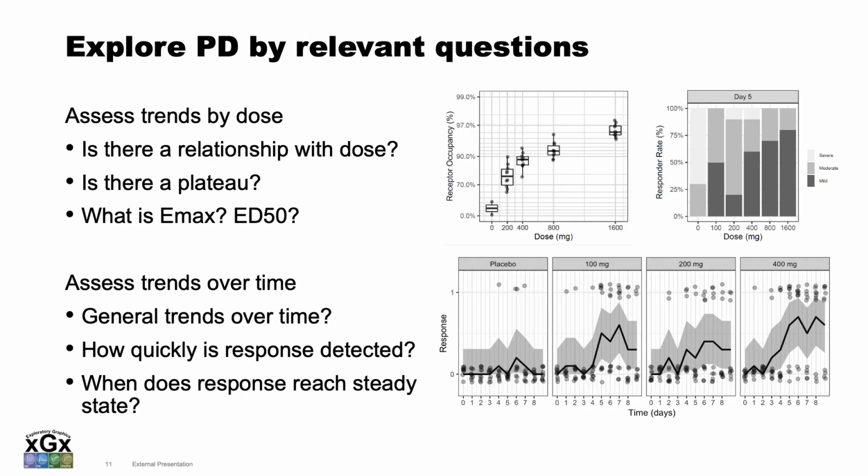For PD, we want to see if there is any relationship between the PD markers and dose. Does the response appear to plateau at higher doses? What is the pattern of response over time? Is there a steady state reached already in the PD markers?